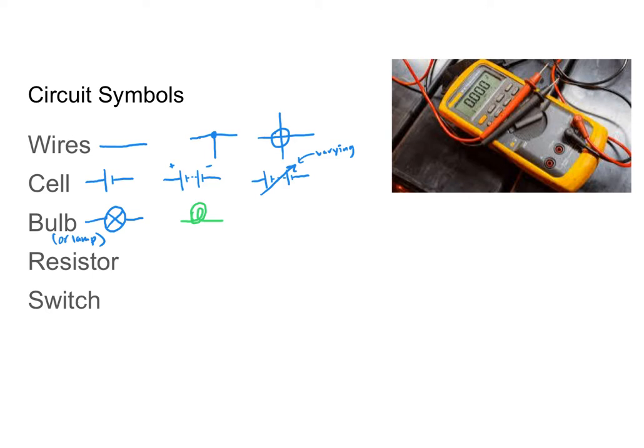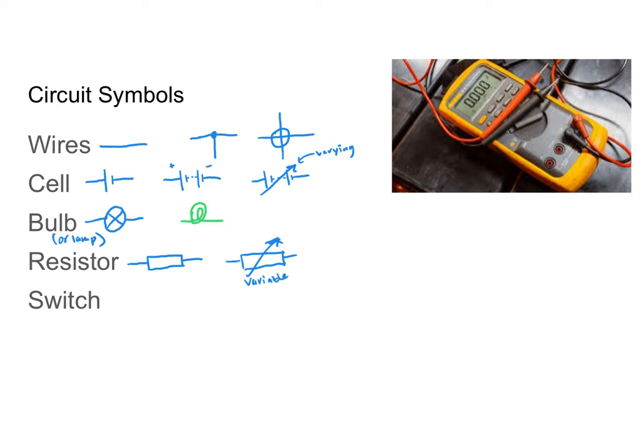So next we have our resistor. And we have our very basic resistor, which is going to just be represented by a rectangle. If we want to represent a variable resistor, we're just going to draw an arrow pointing diagonally up and to the right over our resistor, over our rectangle.